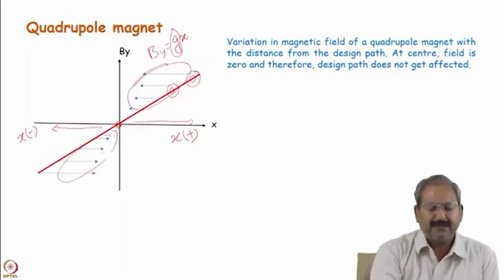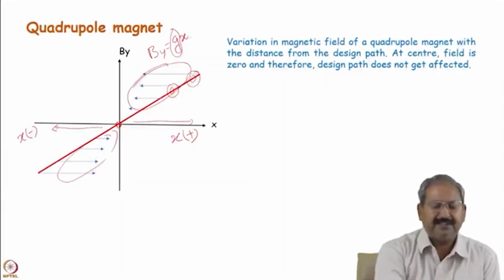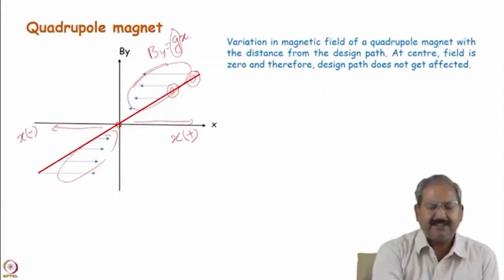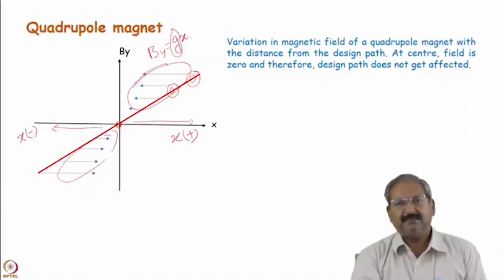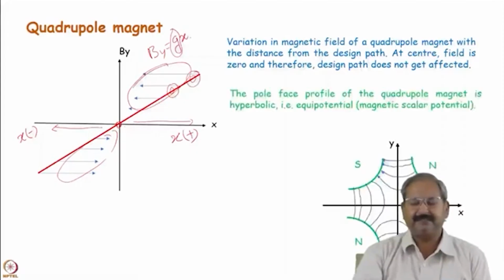So now again, if the particle is deviated towards negative x, it will get a force towards positive x, and if the particle is deviated in the positive x, it will get a force in the negative x. So overall, all the particles will feel a force which will send those particles towards the design axis. It means this is a kind of focusing. We are trying to confine the particles towards the design trajectory.